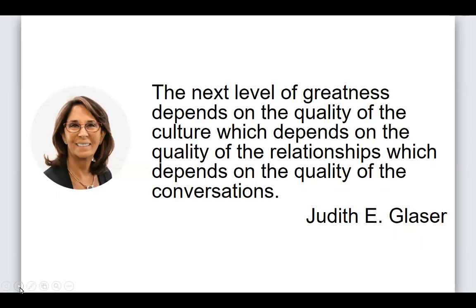You can just think about your homes. When things are going well in your home, the culture is great, everything is going great. But if something turns and it's not quite right, if you want to get to that next greatness of your home being what you want it to be, that depends on the quality of your relationships. And the quality of those relationships usually starts with how you're talking to each other. And bringing that idea into our organizations is no different.